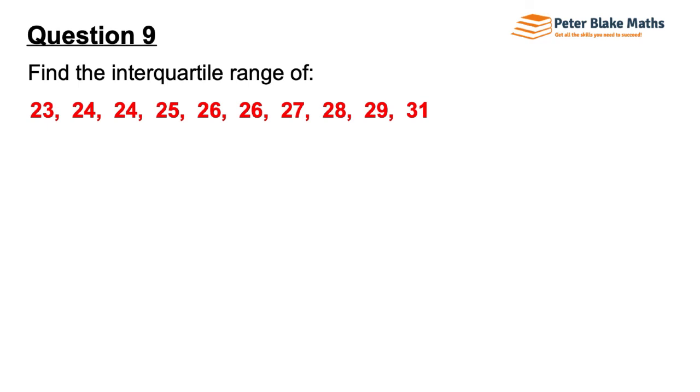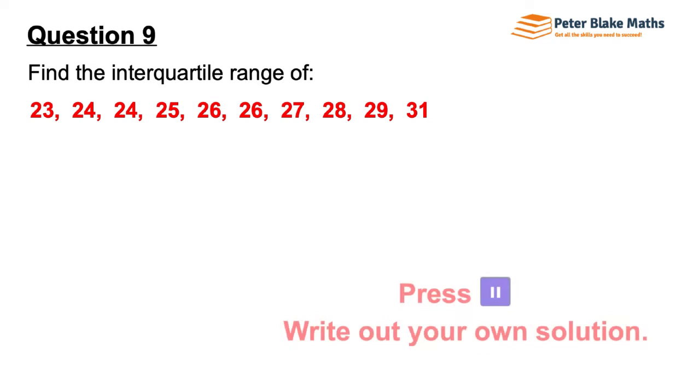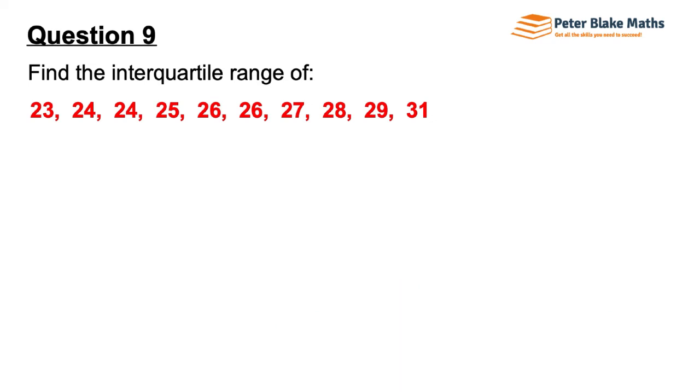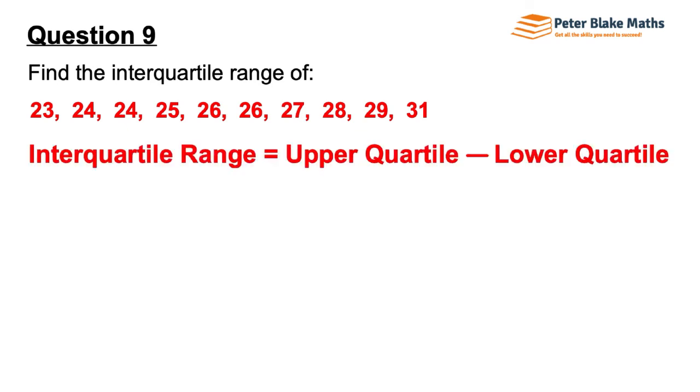Question 9. Find the interquartile range of the set of scores shown below. The interquartile range is the upper quartile minus the lower quartile. So what we do first is chop the set of scores in half. So we've got an upper half and a lower half. There's an even number of scores.